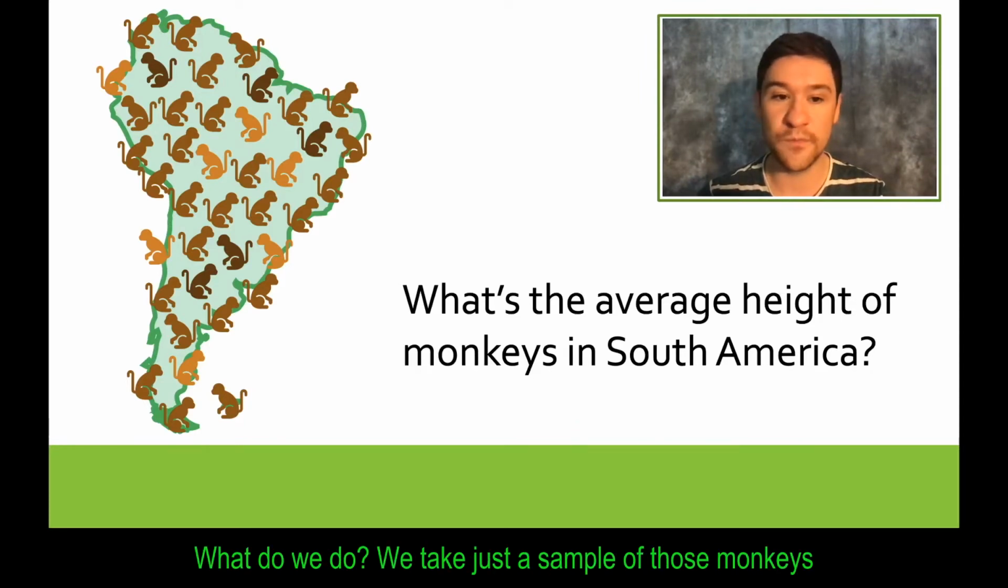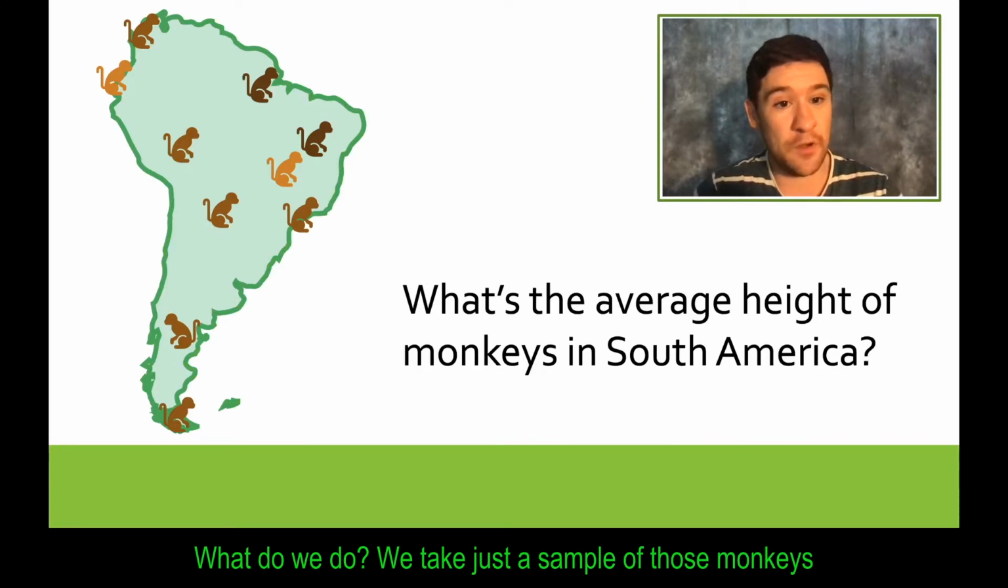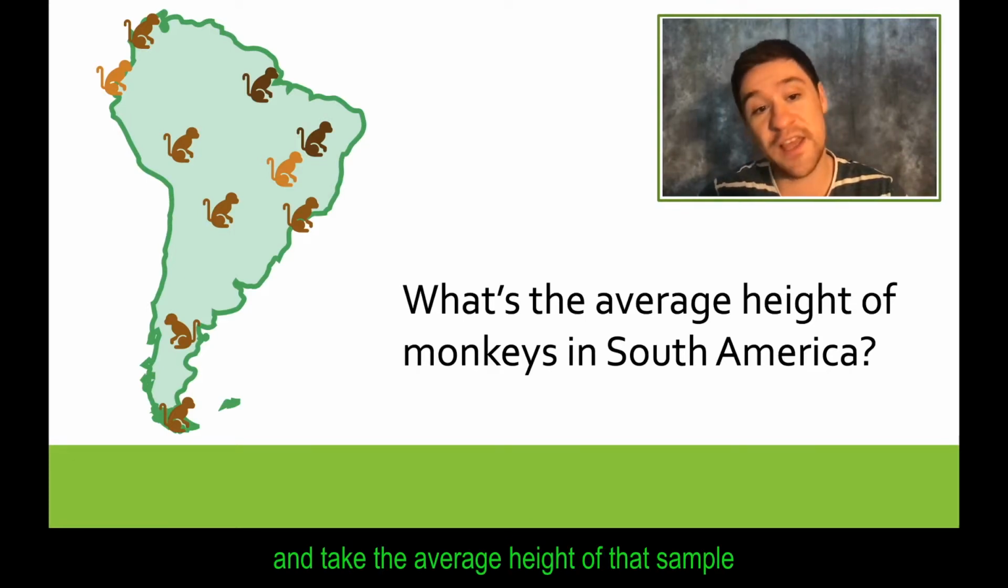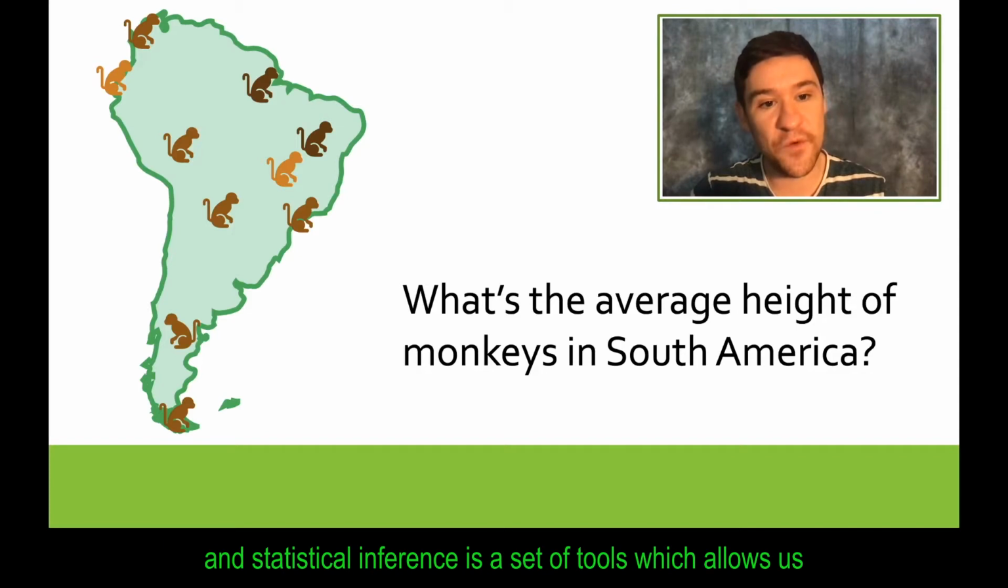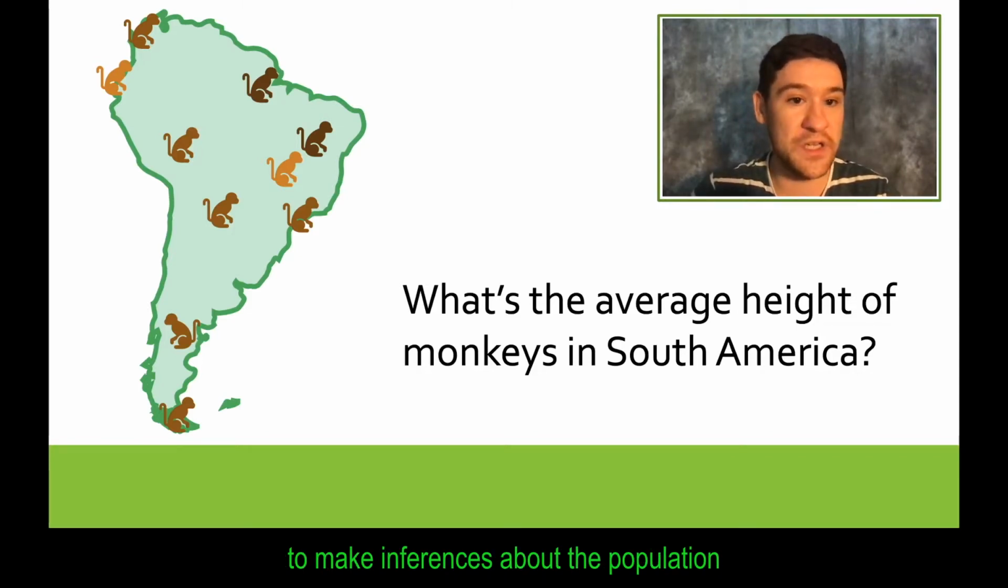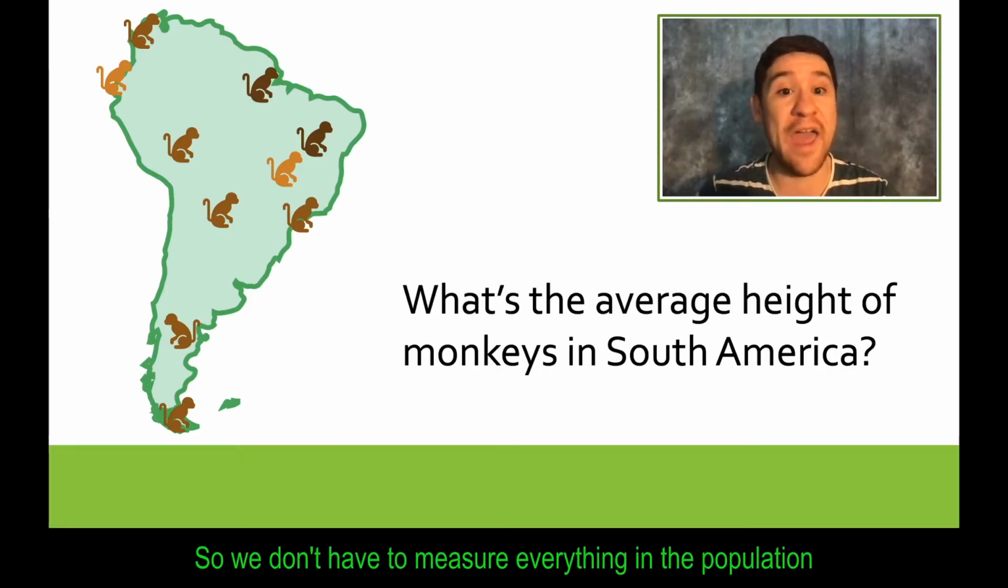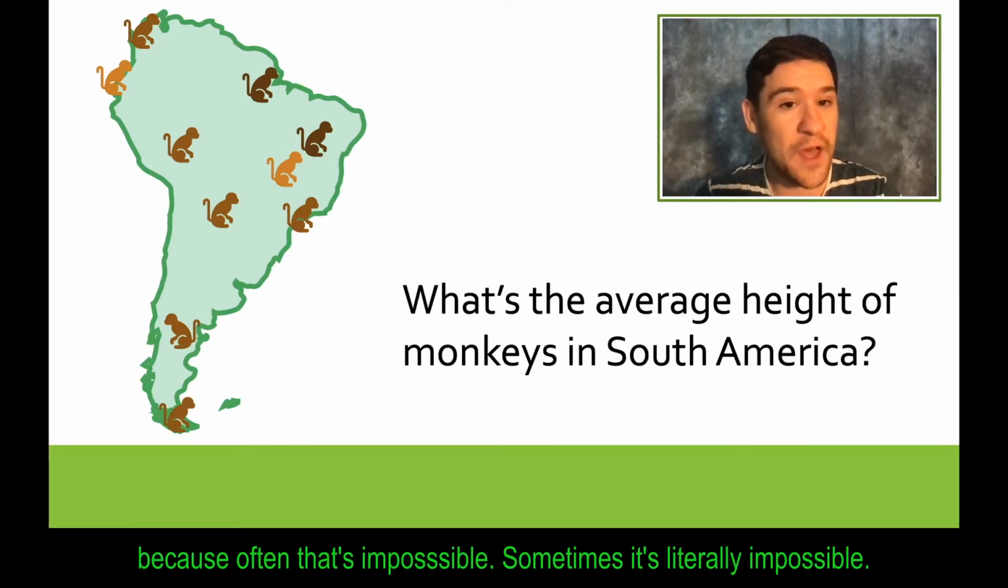What do we do? We take just a sample of those monkeys, a smaller subset of the larger population, and take the average height of that sample. And statistical inference is a set of tools which allows us to make inferences about the population from such a small sample. So we don't have to measure everything in the population, because often that's impossible.